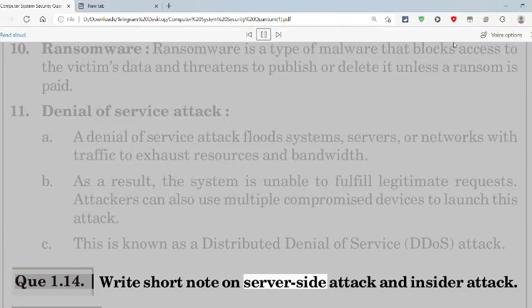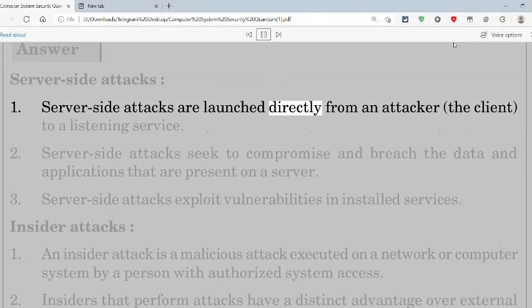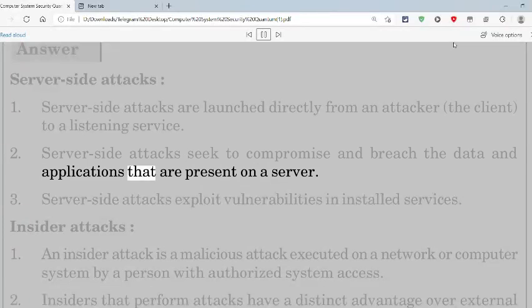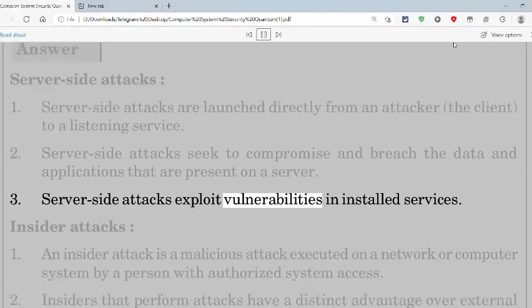K1.14. Write short note on server-side attack and insider attack. Answer. Server-side attacks. 1. Server-side attacks are launched directly from an attacker, the client, to a listening service. 2. Server-side attacks seek to compromise and breach the data and applications that are present on a server. 3. Server-side attacks exploit vulnerabilities in installed services.